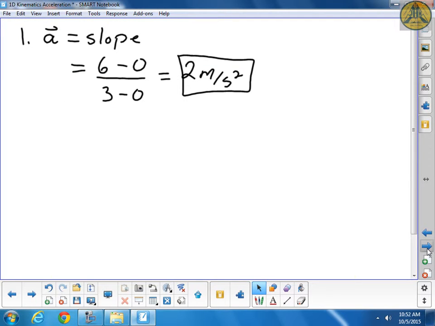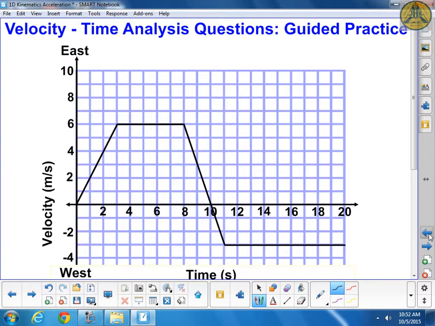Question 3 is asking to calculate the total distance traveled east. Total distance traveled east is the area contained above the time axis. So the time axis is the horizontal axis. The area contained above that is the distance traveled east. So there's only one section, a large trapezoid right here. You don't have to fill it in on your copy, but just showing you, that entire area represents the distance traveled east.